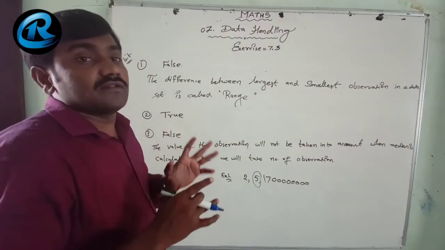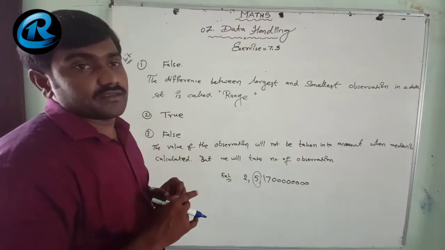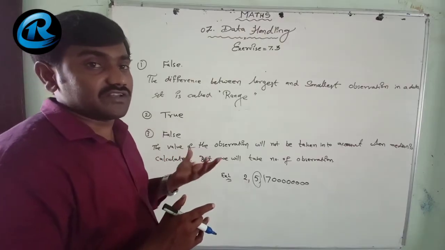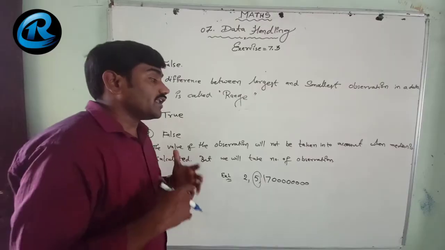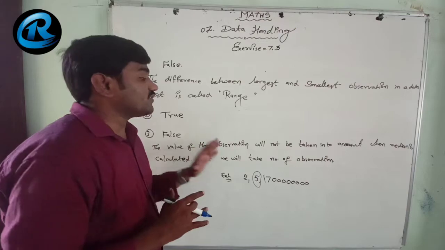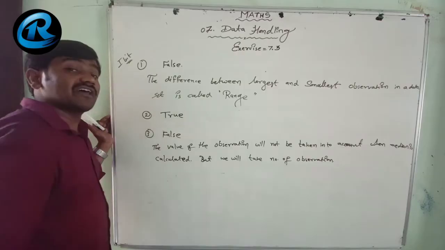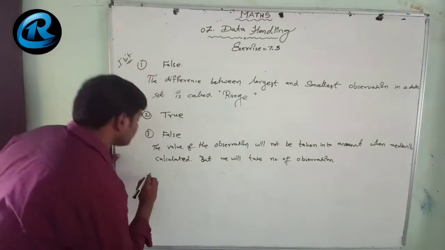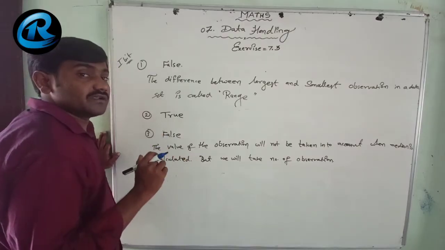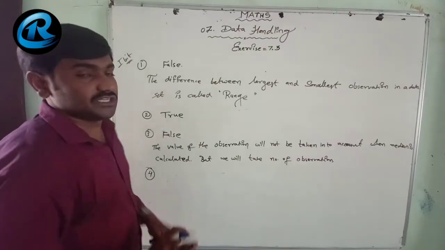If the number of observations n is odd, the (n plus 1) by 2 th observation is the median. If the number of observations is even, the average of the n by 2 th and n by 2 plus 1 th observations is the median. So only the number of observations matters for the median, not the value of the observations. The value does not affect the median, but the number of observations can. Whatever the value, the median will not change.